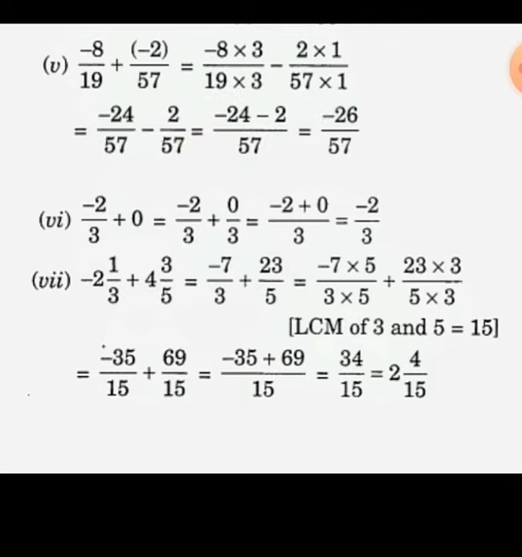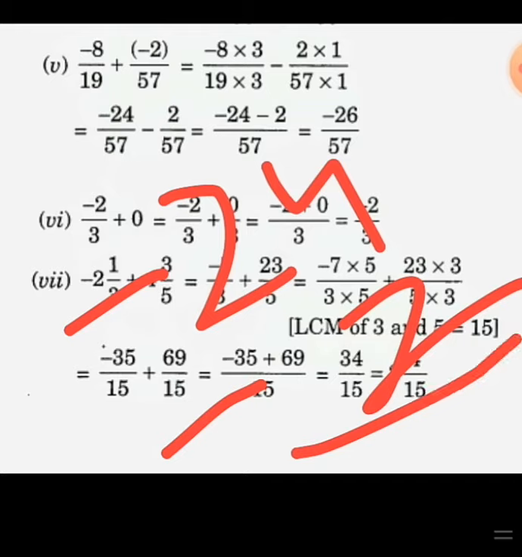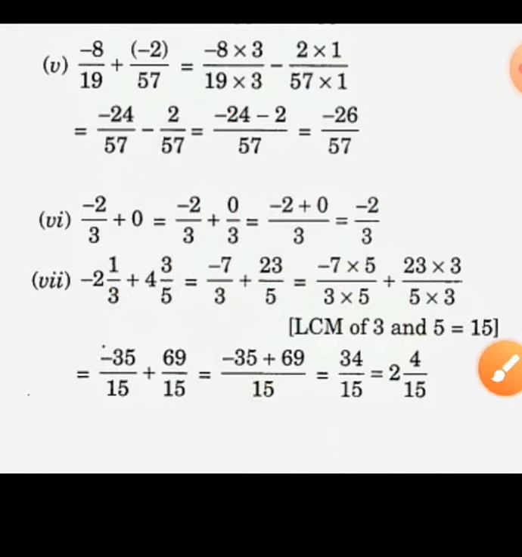Now both numbers are negative, minus 24 and minus 2. Whenever both numbers are negative, what do we have to do? We have to do addition, but the sign we have to keep is of the greater number, which means minus. So we have to add 24 and 2, but keep the sign minus. So 24 plus 2 will be 26, and the greater number is 24, and the sign of 24 is minus, so minus 26 upon 57 will be your answer.